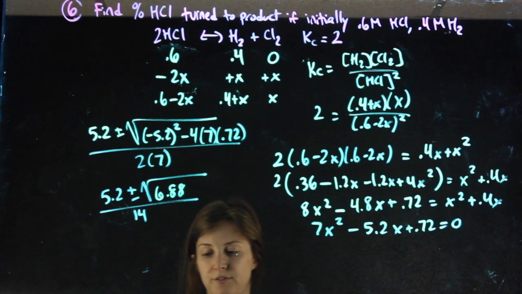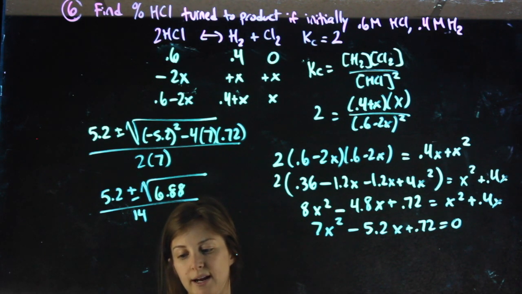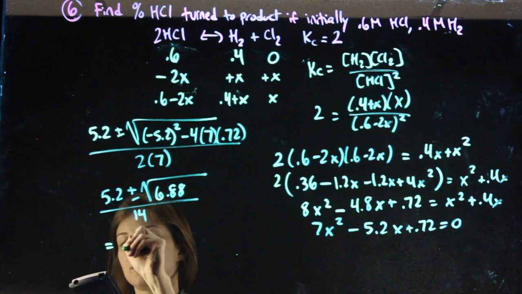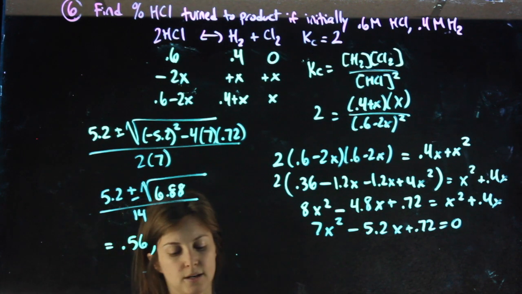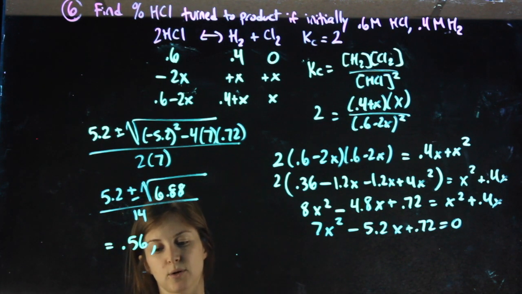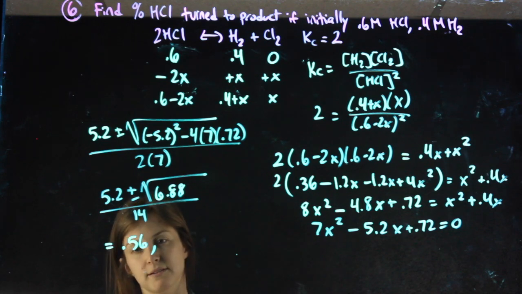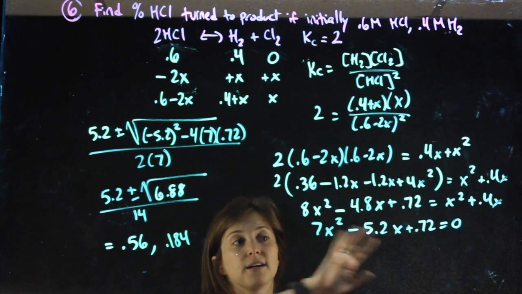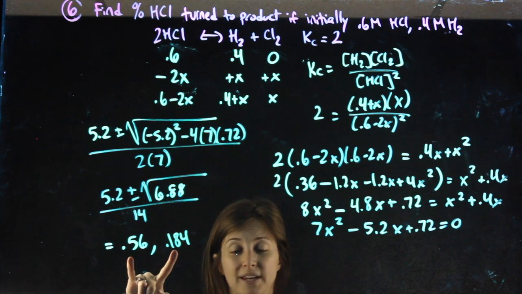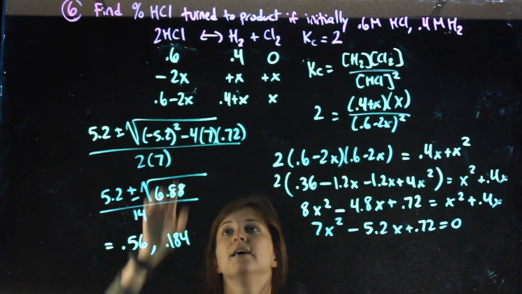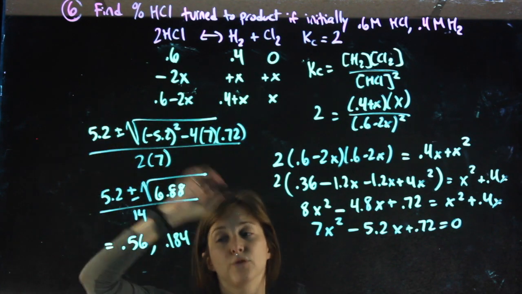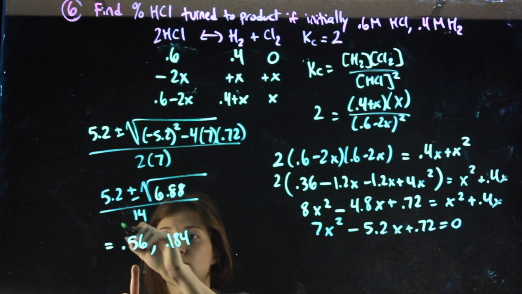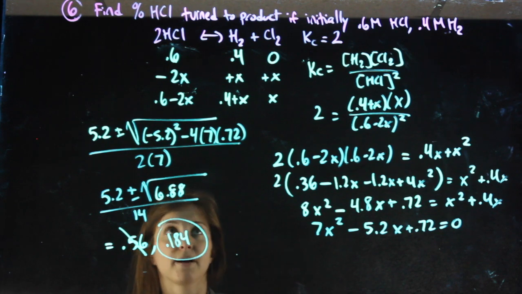So now using the positive root, 5.2 plus the square root of 6.88. Press enter, then divide by 14. We get 0.56. 5.2 minus the square root of 6.88. Press enter, then divide by 14. So I got both positive answers here, which is fine. If your ICE chart was backwards, you would get both negative answers here, which is also fine. It just matters that when I plug them back in here, I get only positives. So if I were to plug this in here, I'd actually get a negative value, so I know that that doesn't work. There is my x.